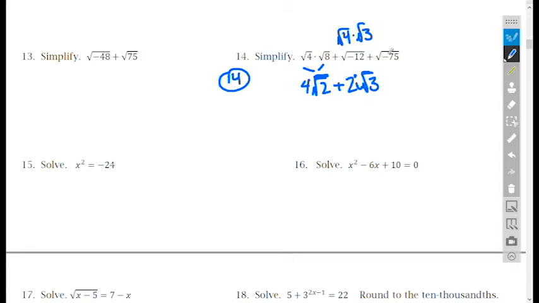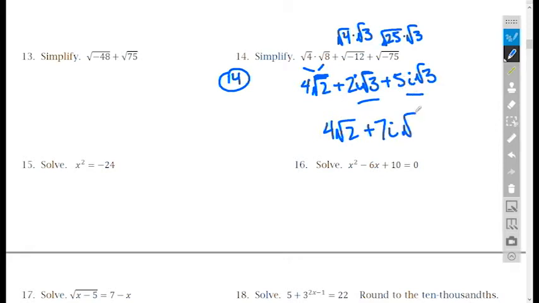And then the next part, square root of negative 75, that's also going to be imaginary because that's 25 times 3, so that's plus 5i root 3, and then these two can actually be combined because they are both i root 3. So this is 4 square root of 2 plus 7i root 3, since 5i and 2i is 7i root 3.